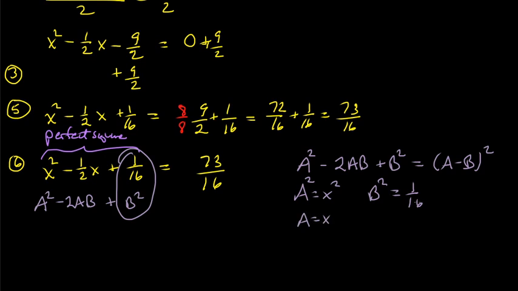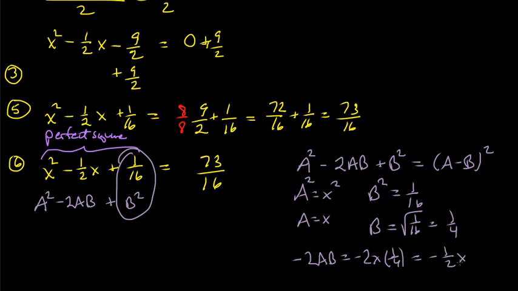And b squared is 1 over 16, so b is just the square root of 1 over 16, which is 1 over 4. And so negative 2ab is negative 2 times x times 1 over 4, which is just negative 1/2 x, which is what we have. So this works out perfectly here. That means we should be able to factor this as a minus b squared, where a is just x and b is 1/4.